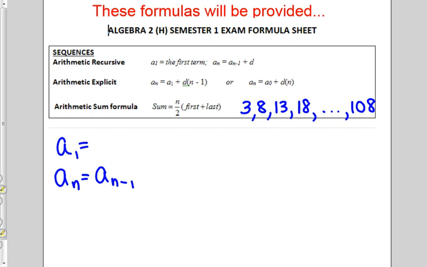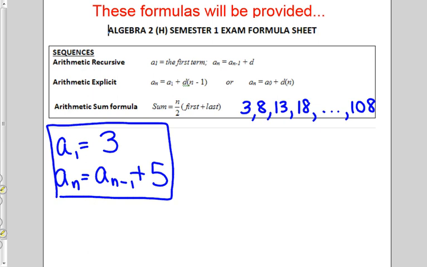Okay. So the recursive formula, you simply state, what's the first term? 3. What's it growing by? 5. That would conclude the recursive formula. All right? You separately state the first from the change. What's the first term? How does it change? Check. That's the recursive.